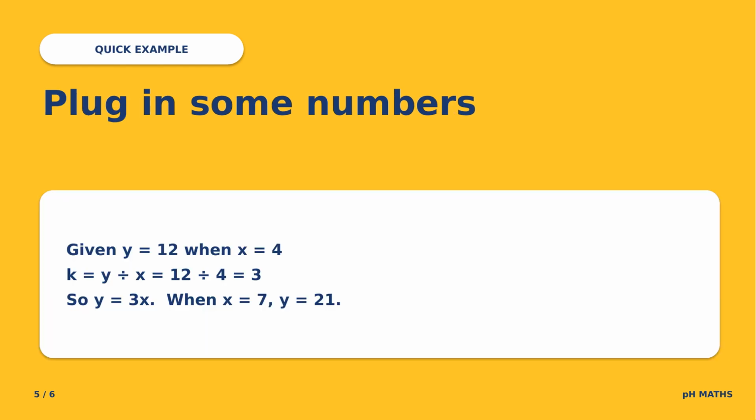Quick example. Given y equals 12 when x equals 4, find k by dividing. 12 divided by 4 equals 3, so y equals 3x. Now, when x equals 7, y equals 3 times 7, which is 21. 2 lines of working, full marks. Find k, then plug. That's the whole method.